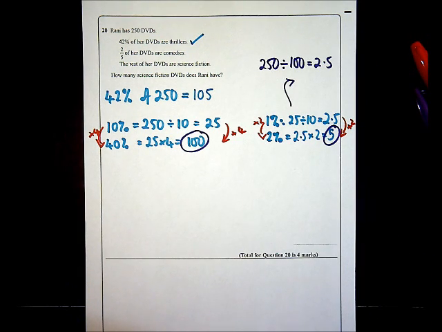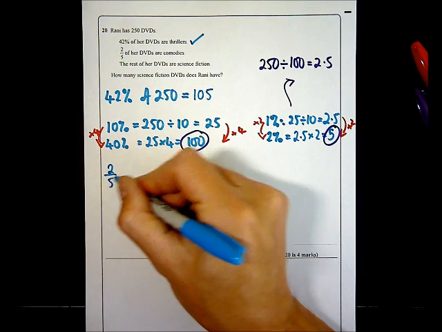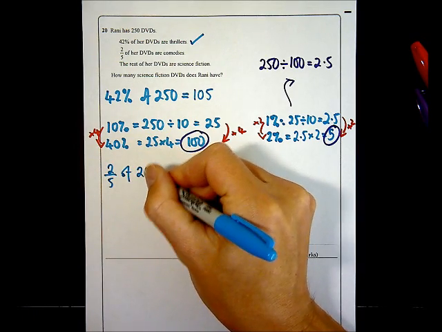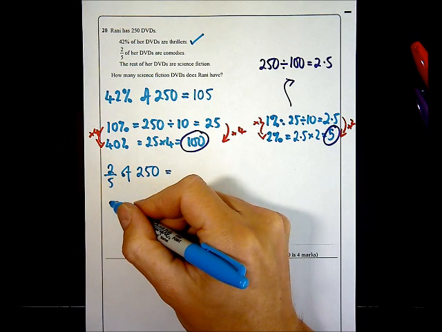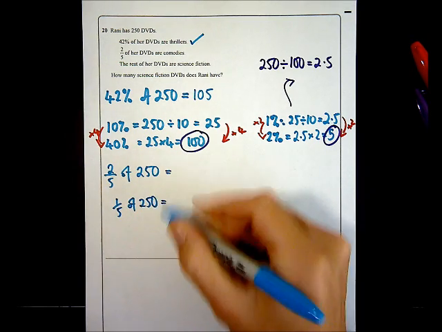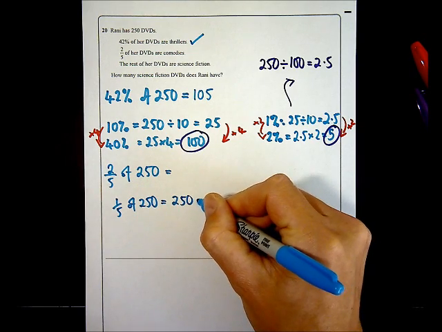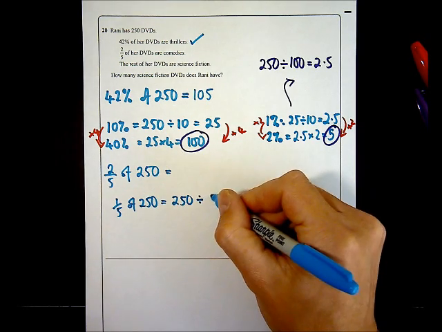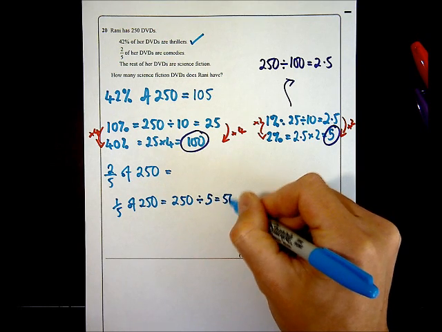Second part of the question says 2/5 of our DVDs are comedies. So I want 2/5 of 250. Okay, so 1/5 of 250 is equal to 250 split into 5 equal parts. So 250 divided by 5 is 50, and that's 1/5.